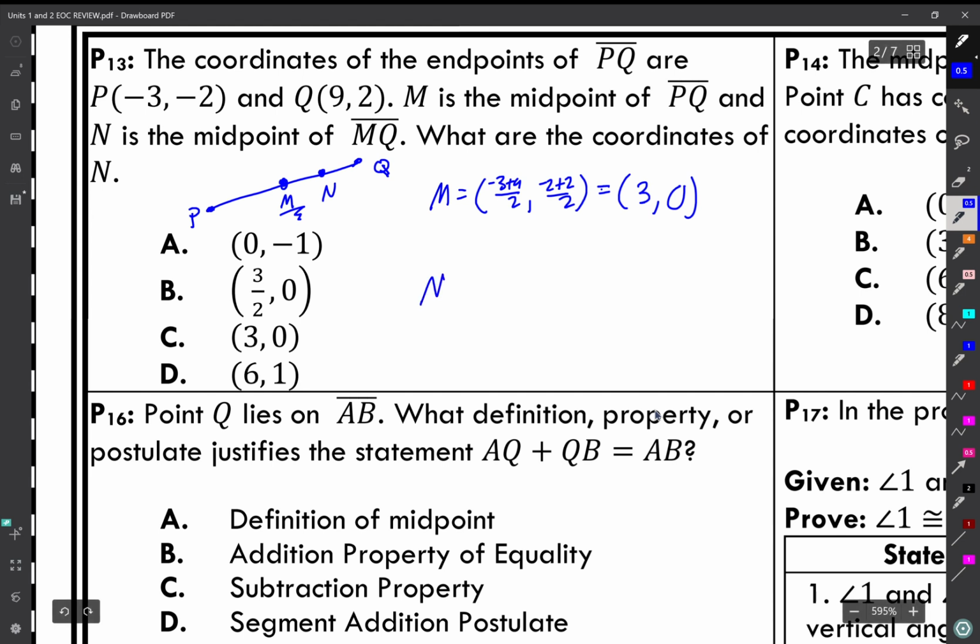To find N now, we'll do the midpoint of Q, which is (9, 2), and M, which is (3, 0). So 9 plus 3 divided by 2, and 2 plus 0 divided by 2. Simplifying this, 9 plus 3 is 12, divided by 2 is 6, and 2 plus 0 is 2, divided by 2 is 1. So (6, 1) would be my answer here, or D.